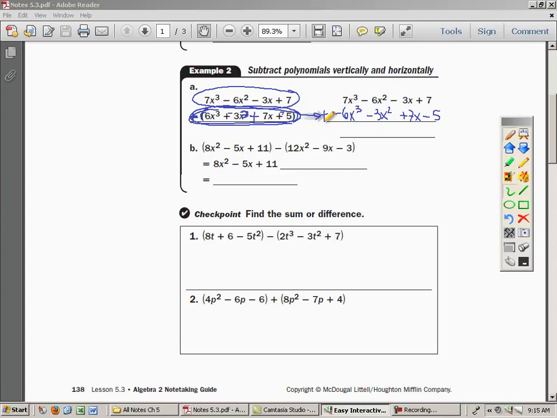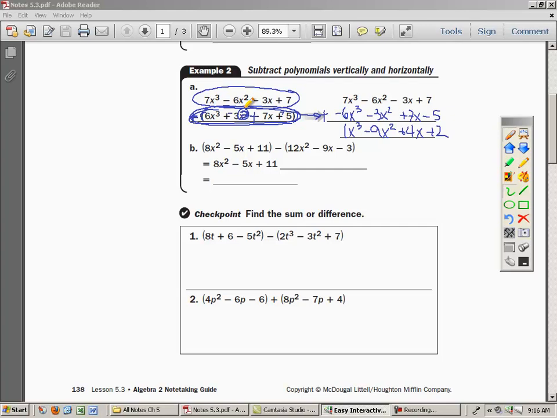And now we're adding down the columns. So this becomes 1x to the third. If you want to just put x to the third, that's fine. You have negative 6x squared and negative 3x squared, which becomes negative 9x squared. You have positive 7x and negative 3, which is positive 4x. And then positive 7 and negative 5 is plus 2. All right, so that's the vertical format, and again, it just says line them up so that they match up. And again, I apologize for that typo right there in those notes.